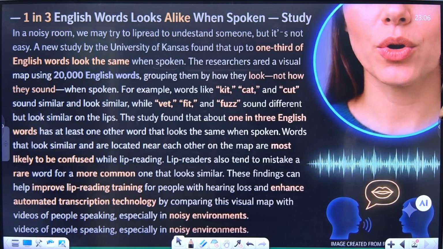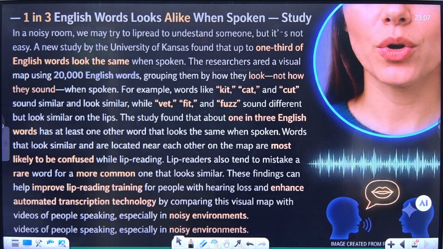1 in 3 English words look alike when spoken. Study. In a noisy room, we may try to lip read to understand someone, but it's not easy. A new study by the University of Kansas found that up to one third of English words look the same when spoken. The researchers read a visual mapping using 20,000 English words, grouping them by how they look, not how they sound when spoken. For example, words like kit, cat, and cut sounds similar and look similar, while weight, fit, and fizz sounds different but look similar on the lips.